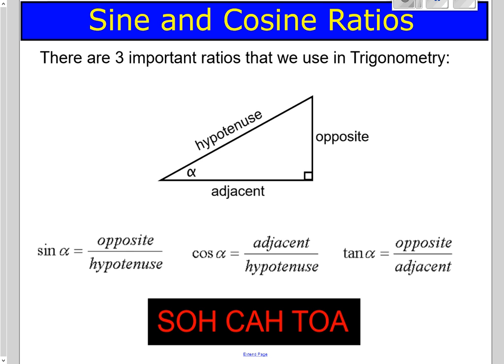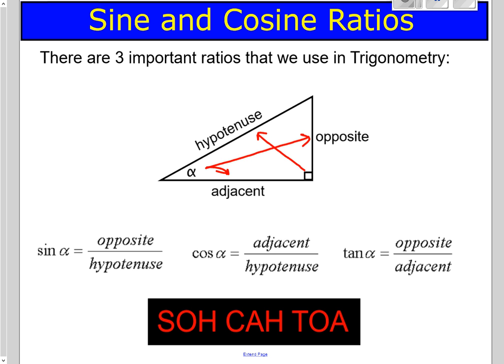Okay, so there are three important ratios that we use in trig, and it all depends on the information that we're given. So let's say we have this angle theta down in the right left-hand corner. Then directly across from it, of course, is our opposite side. Beside it is our adjacent side, and directly across from the 90 degrees is our hypotenuse. And so depending on the information that's given, we can use either sine. So take a look on your calculator, see if you can locate the sine button.